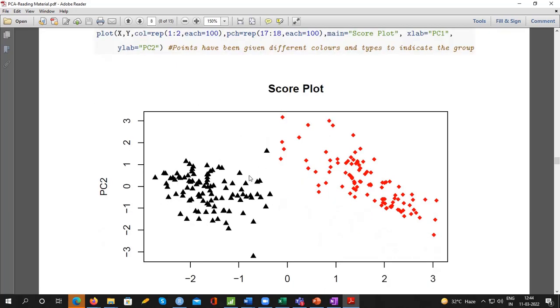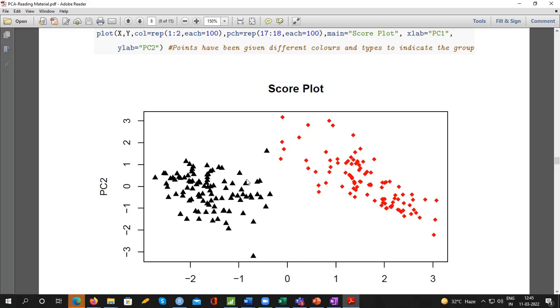After drawing the plot, we give the colors. See, even if I did not have colors here, I could still see two groups. If I did not have different colors and symbols, still I would be able to see two groups. Of course, I would put this observation with this group, but I would still be able to see two clear groups. Is everyone agreeing with me? Yes, ma'am. So now the score plot already tells me that yes, there are possibly two groups.